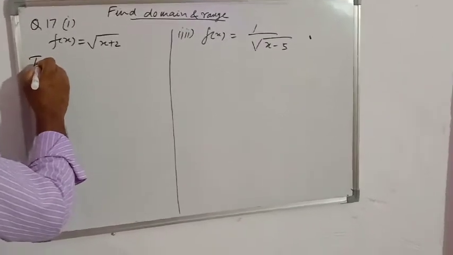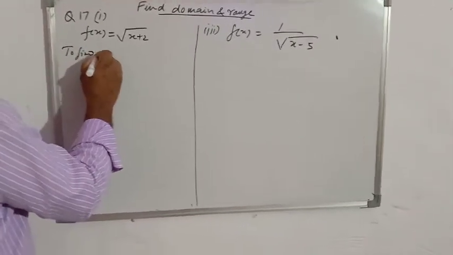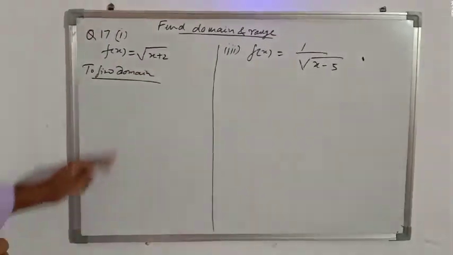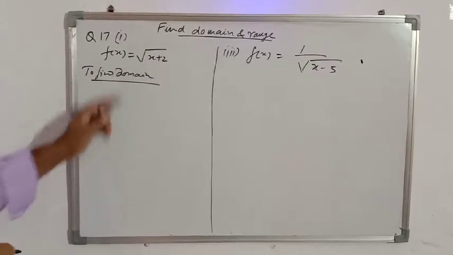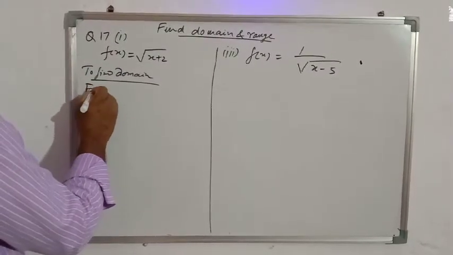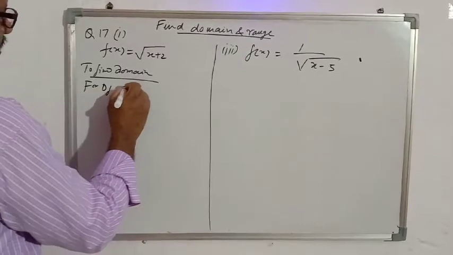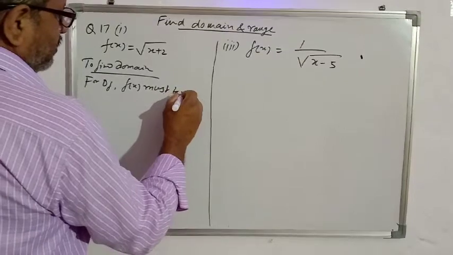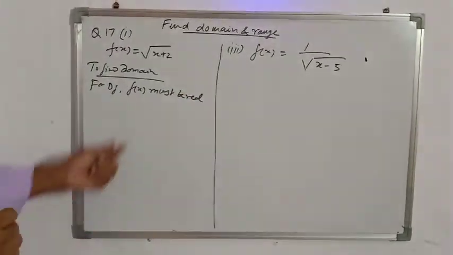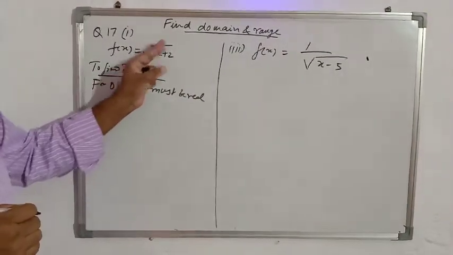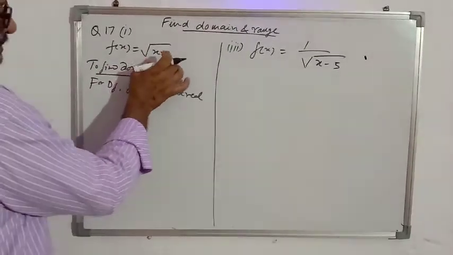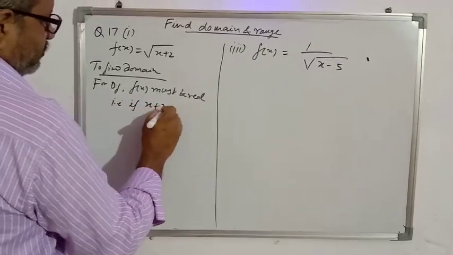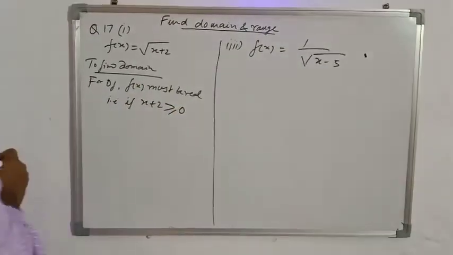So to find the domain, what will be the domain? For the domain of the function, f(x) must be real. f(x) must be a real number. And what is f(x)? Root x plus 2. So when will it be real? If x plus 2 is greater than or equal to 0.